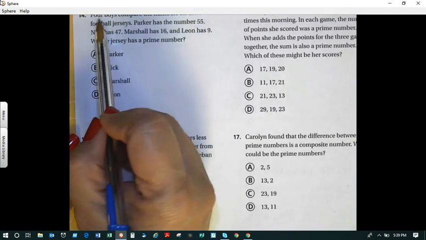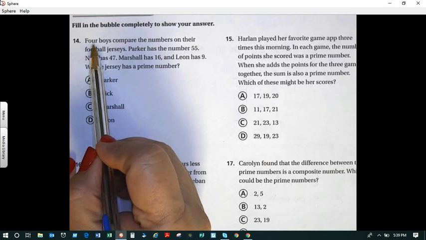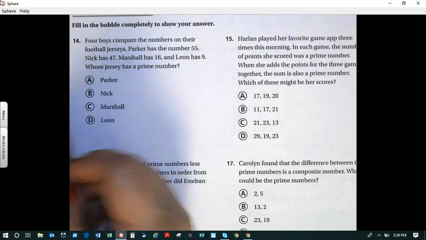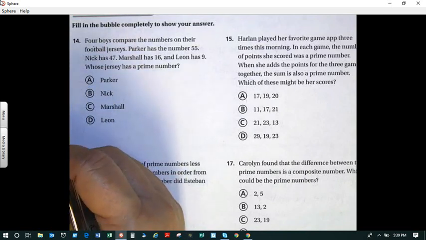Freeze me if you need to. 4 boys compare the numbers on their football jerseys. Parker has the number 55. Nick has 47. Marshall has 16. And Leon has 9. Whose jersey is a prime number?